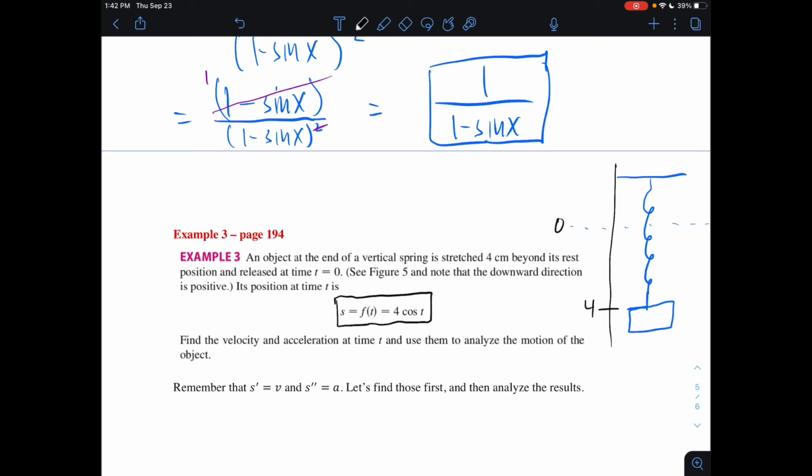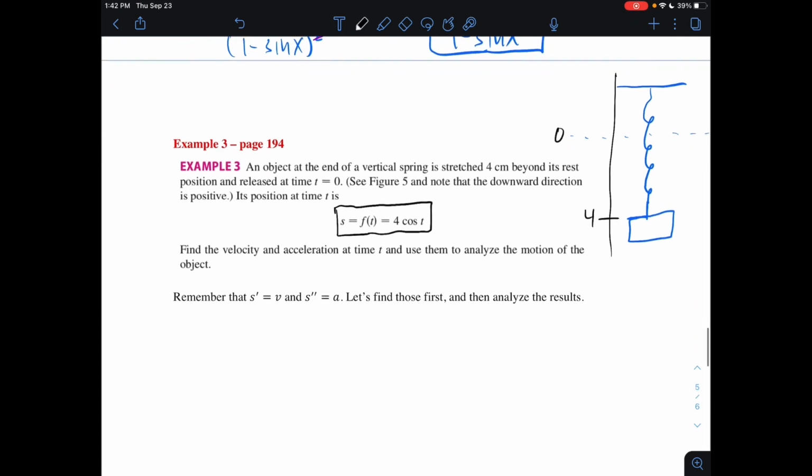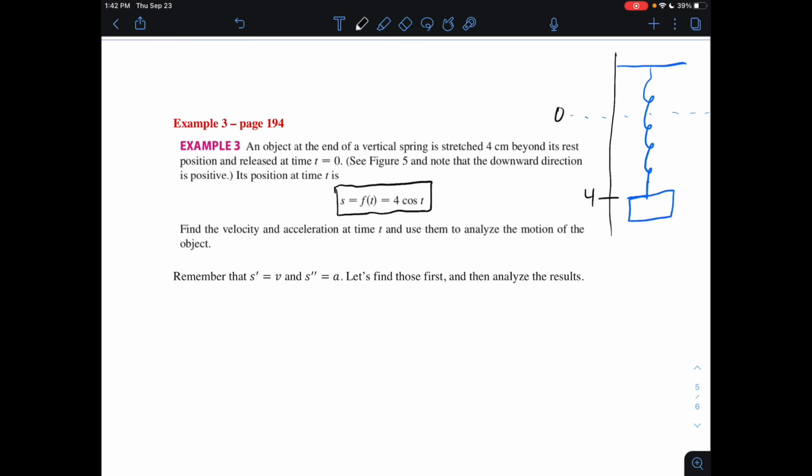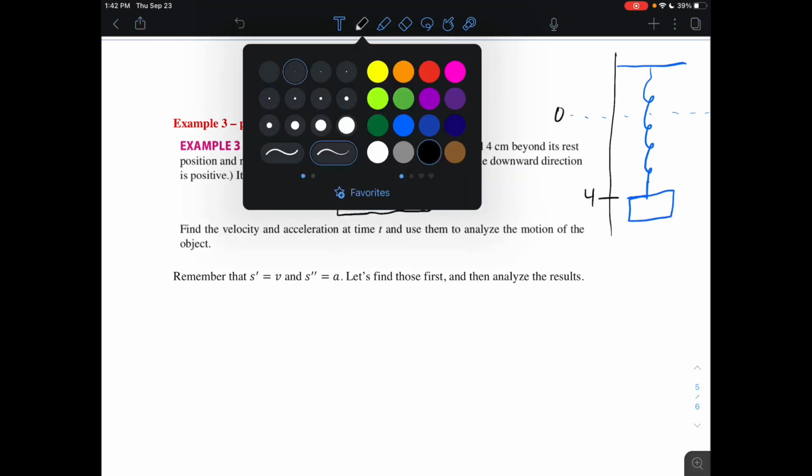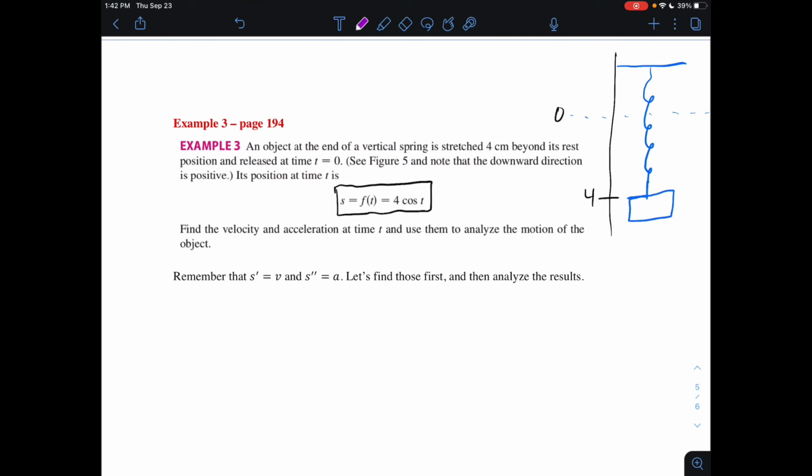What we want to do is find the velocity and the acceleration at time t and use them to analyze the motion of the object. So similar to a different example we saw before of finding velocity and acceleration, but this time we are just basing this off of a trigonometric function. So remember, the first derivative of the position function is velocity, and the second derivative of the position function is acceleration. And that also means that the first derivative of velocity is acceleration.